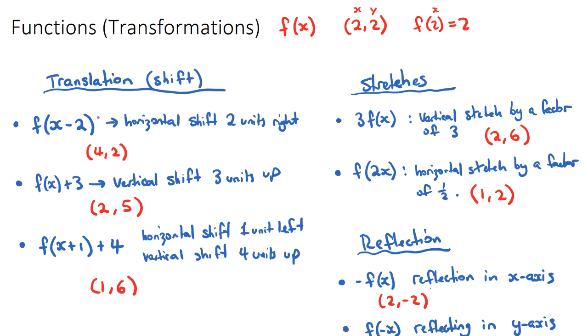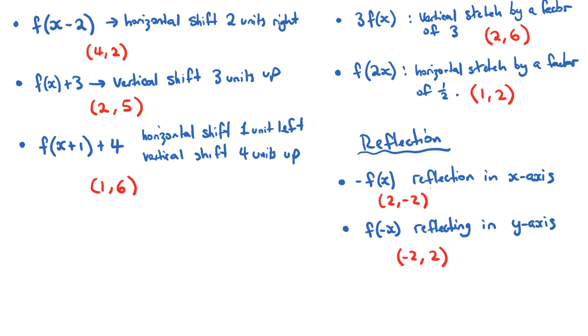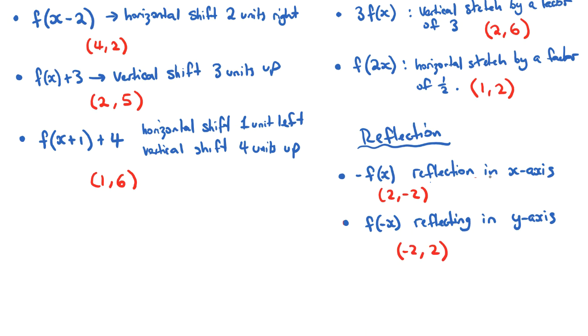These are the expressions that you need to look out for. If you have a plus or minus inside the bracket with the x, that's a horizontal shift. If you have a plus or minus outside of the bracket, it's a vertical shift. And you could have both. A stretch outside of our function is a vertical stretch, and inside is a horizontal stretch by 1 over this number. And the 2 reflections are either vertically in the x-axis or horizontally in the y-axis.